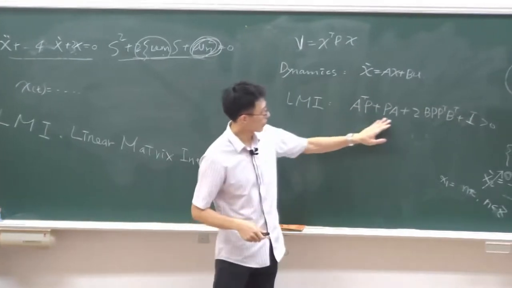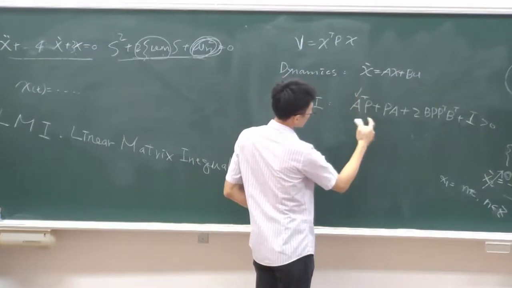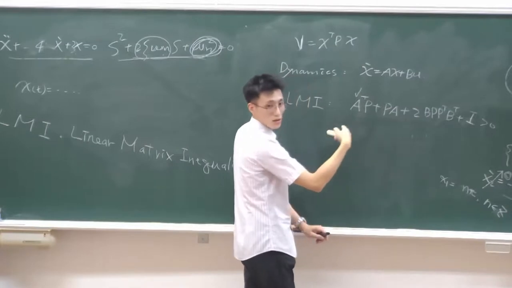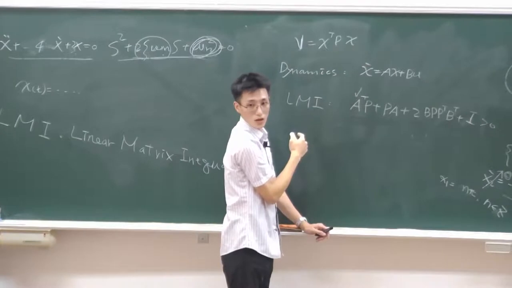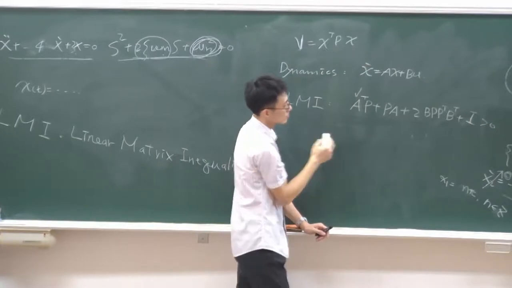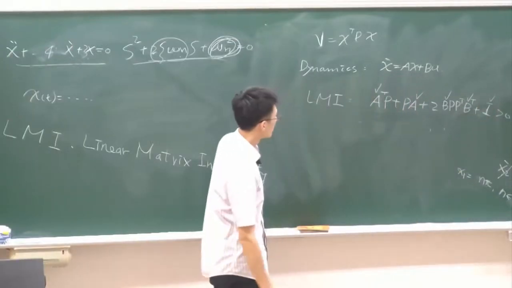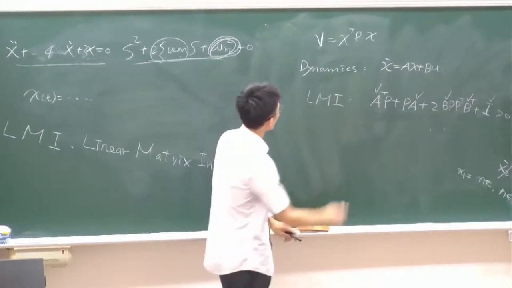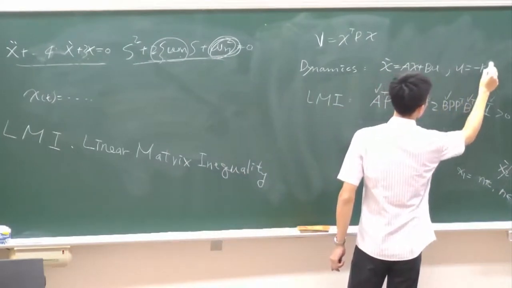So you solve this LMI. A is known, B is known, I is known. Only P is unknown. We're trying to find P using this inequality. If you find P, then this is your Lyapunov function. Why do we solve this? Because you put in u equal to minus Kx.